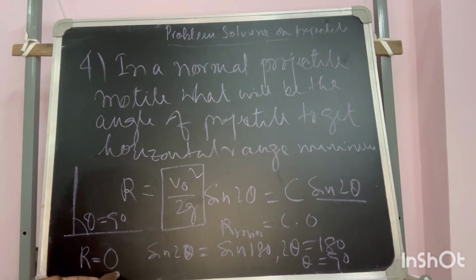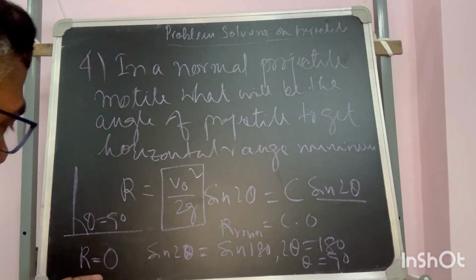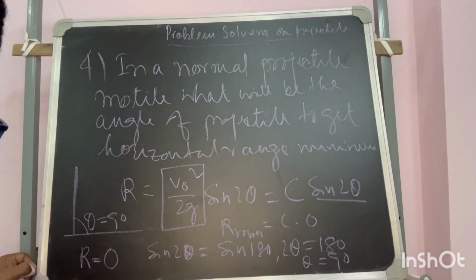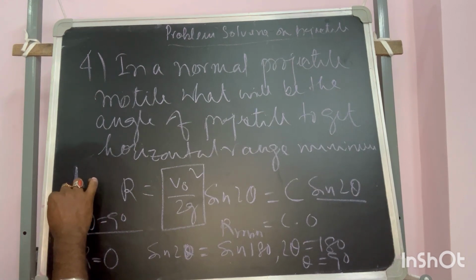So 0 could be the maximum, because negative is not possible. Okay, negative is possible, but only when I throw it backward.